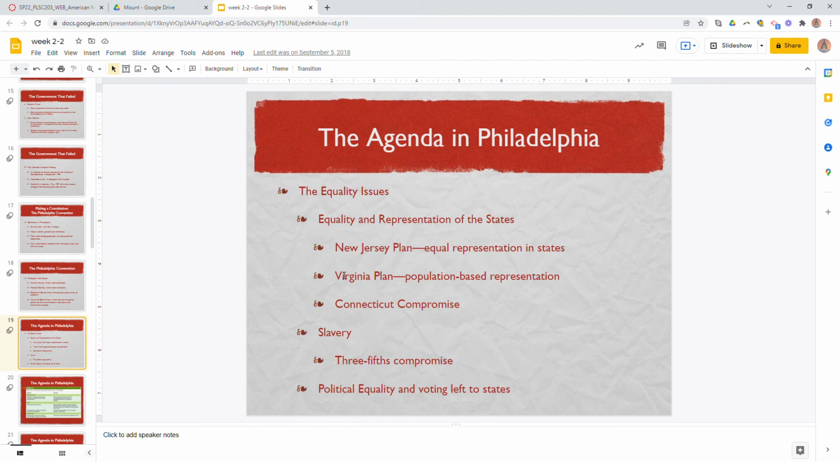They basically wanted to keep the Articles of Confederation where every state, regardless of size, had one vote. The end result will be a compromise. A hard-fought compromise. It will take over a month of debate for them to get there, where Connecticut proposes that we just do both, which is what we have in modern American government.